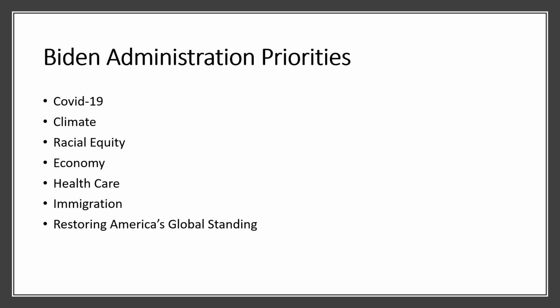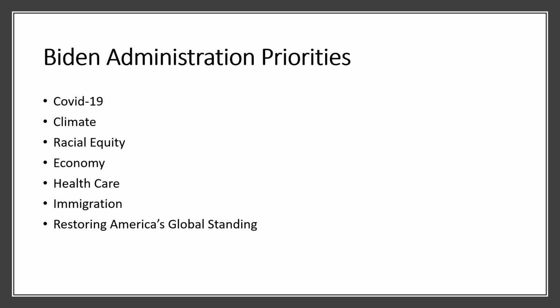The Biden administration has domestic policy priorities. Their top ones listed are addressing the COVID-19 pandemic, climate crisis, racial equity, looking at the economy, healthcare, immigration, and restoring America's global standing.